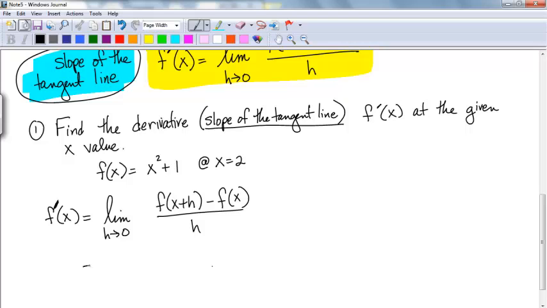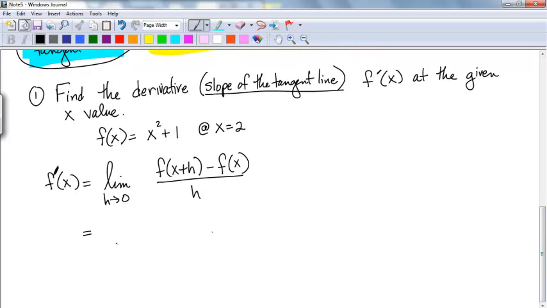And I'm going to work this going down. I don't care if you go across or if you go down, but that limit notation stays there until you let h go to 0. So you need the equal signs. You still need this notation.